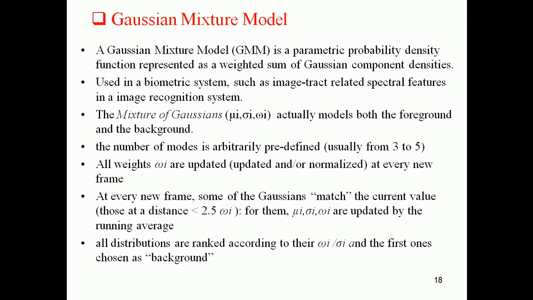Gaussian mixture model. A Gaussian mixture model is a parametric probability density function represented as a weighted sum of Gaussian component densities, used in biometric systems, such as image tracking related to special features in an image recognition system. The number of modes is arbitrarily predefined, usually from 3 to 5.